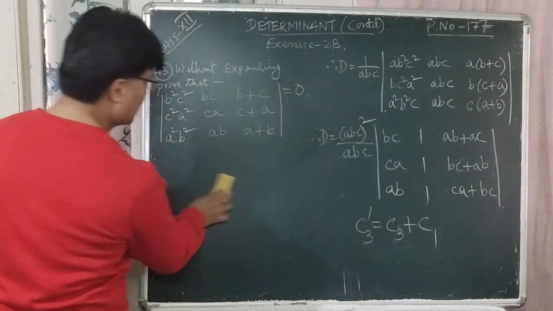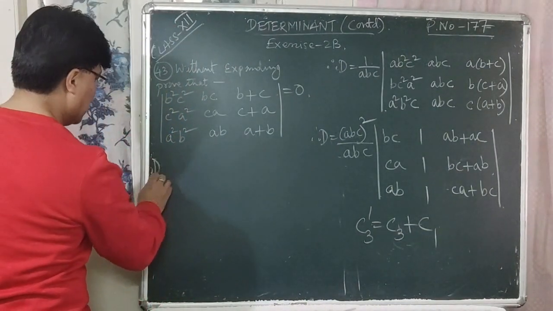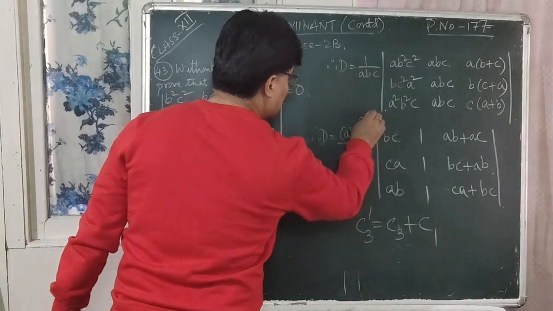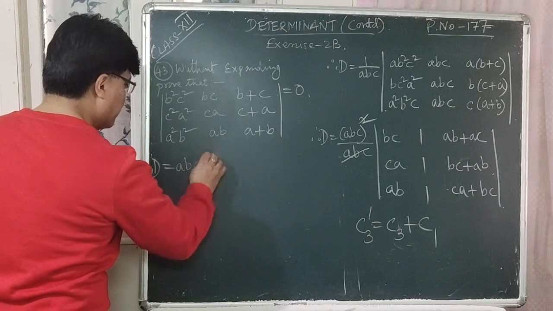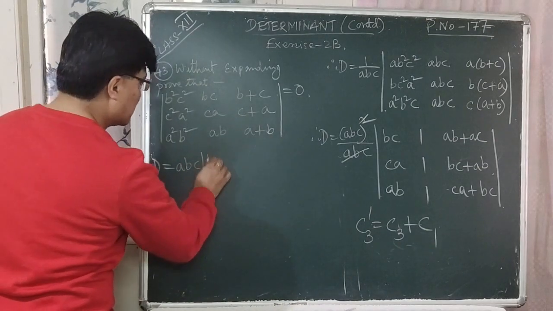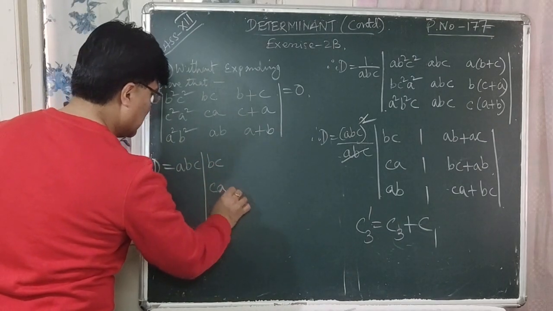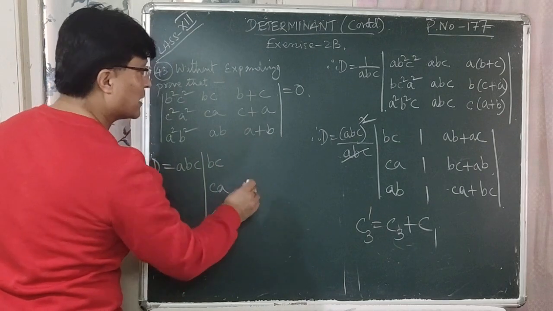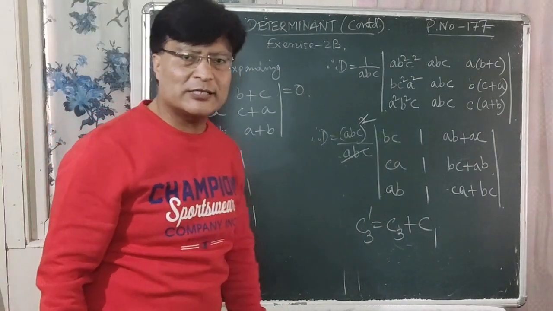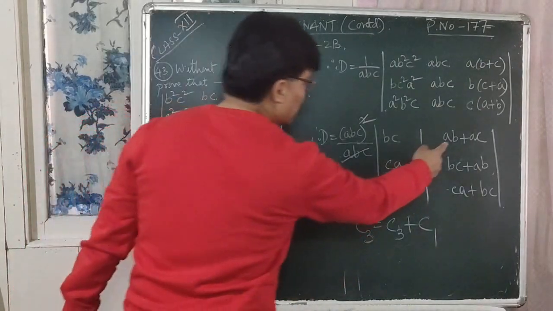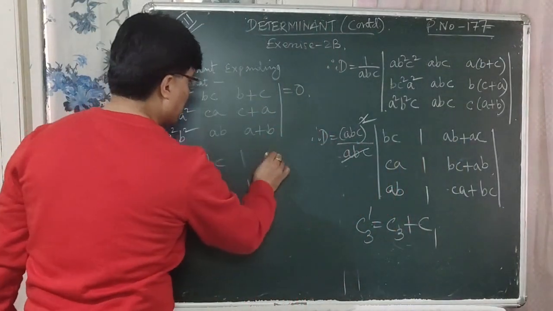So let us write down here, next step. So D is equal to, you can cancel here, ABC and square gets canceled. So it remains ABC, okay? First column remains same, BC, CA, AB. What is the second column? It is 1, 1, 1. What is the new third column? How does it change? It is C3 plus C1. That is AB plus AC plus BC.